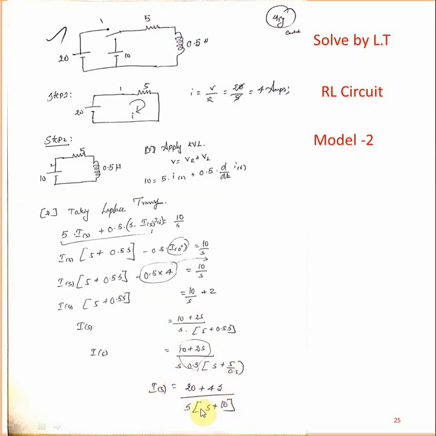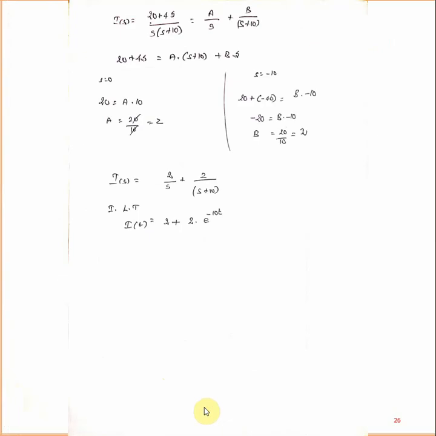I of s. Then step number 3, partial fraction expansion. So partial fractions: I of s is equal to this one. It is equal to A divided by only the denominator, not the numerator. The numerator also has s, but only consider the denominator. So how to consider? Please look at it, all of you. A divided by s plus B divided by this answer. It is equal to the numerator.